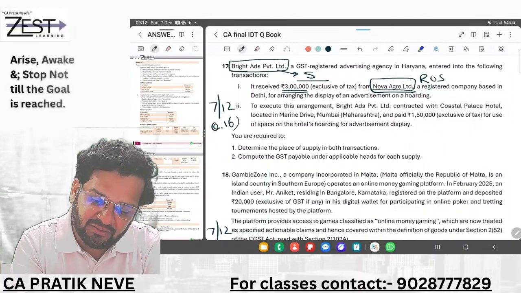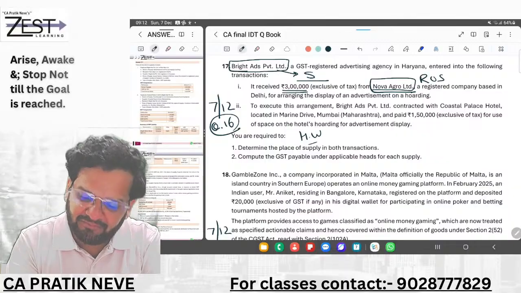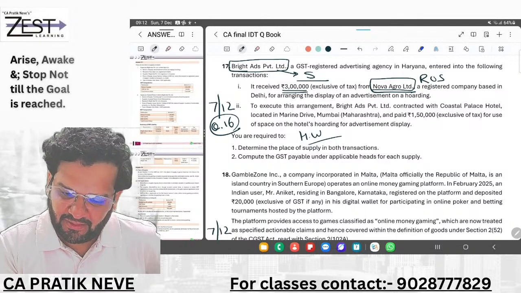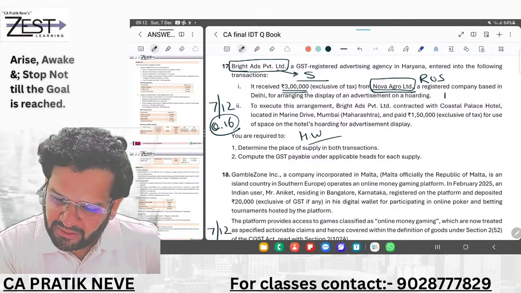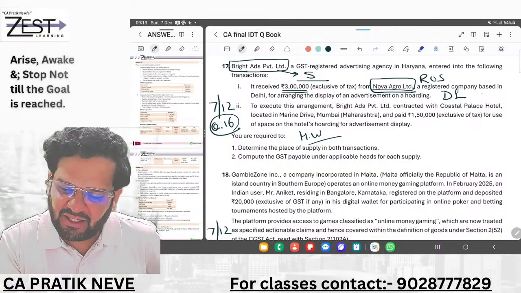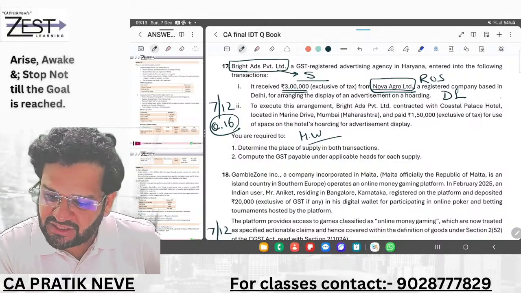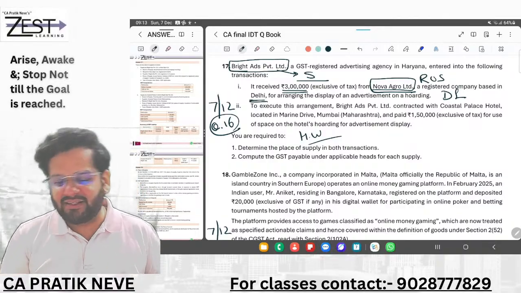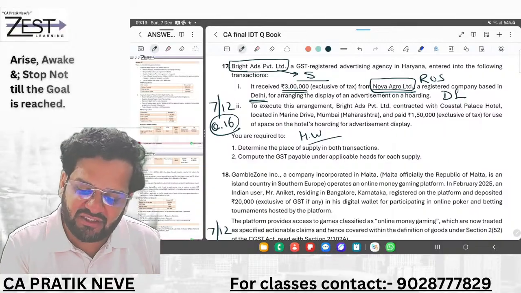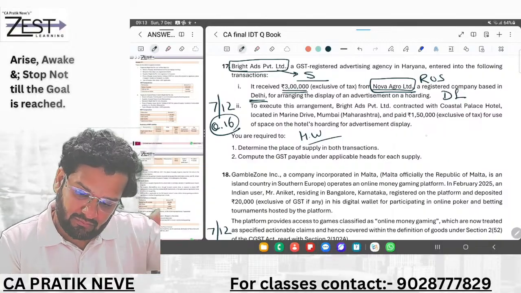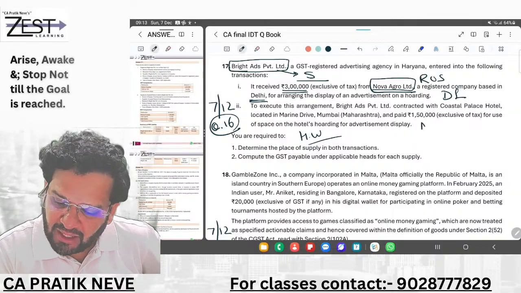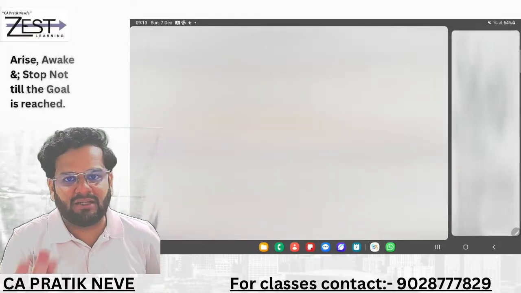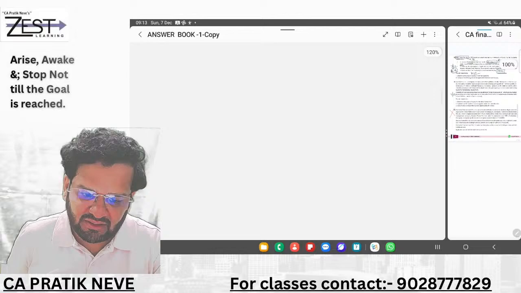question 16. So can this be given as homework? Absolutely similar question. So place of supply will be Delhi because the advertising agency is giving supply to a registered company based in Delhi. And then Bright Advertisements has entered into a contract with Coastal Palace Hotel in Marine Drive, Mumbai. So for that placing of hoarding, place of supply will be the location of the immovable property, that is Maharashtra. So Delhi, Maharashtra. That is how it will go in the 17th question.